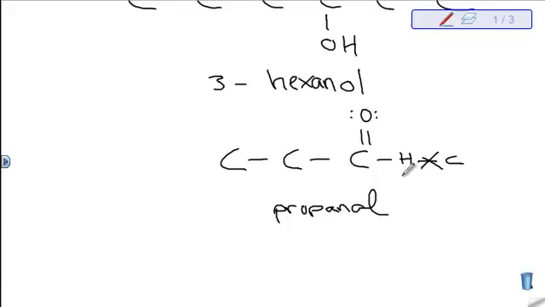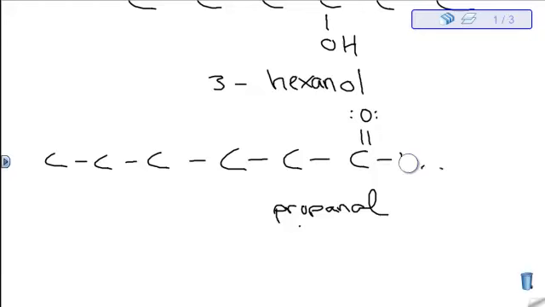No number is necessary. So with 3 carbons, it's propanal. What would it be called with 4? Butanal, not butanol, be careful. Butanal. What about with 5? Pentanal. What about 6? Hexanal. You got it. It's not that bad.